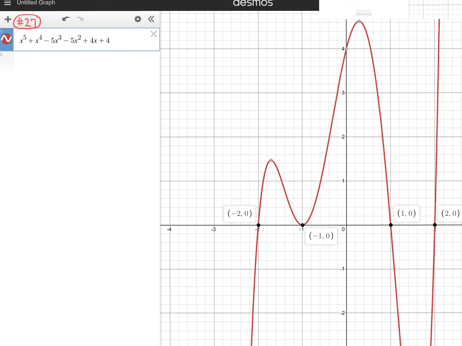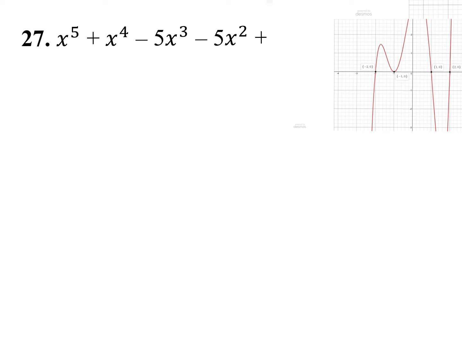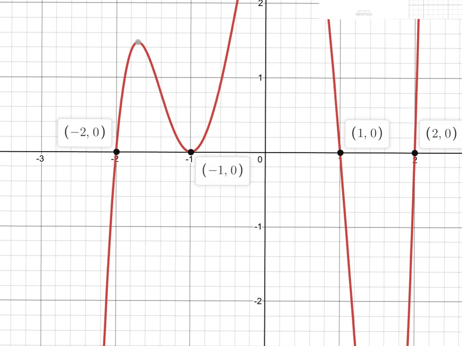Let me write it over here. We have the answers x equals negative 2, x equals negative 1, and this one right here, we're going to underline in blue because that has a multiplicity of 2. Then we have x equals positive 1 and x equals positive 2. Okay? And of course, this x equals 1 has a multiplicity of 2 because it's like a parabola, okay?